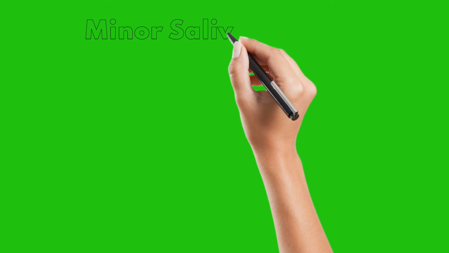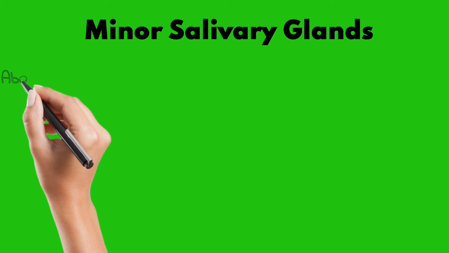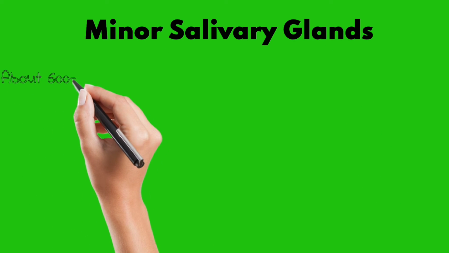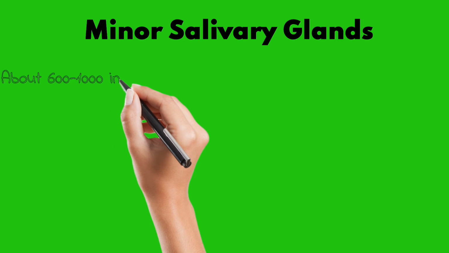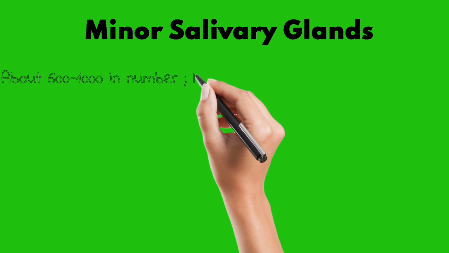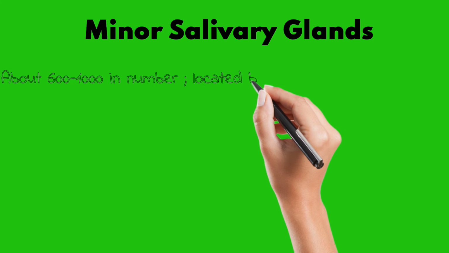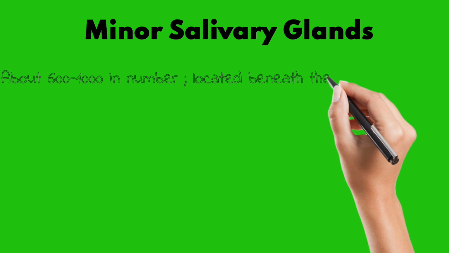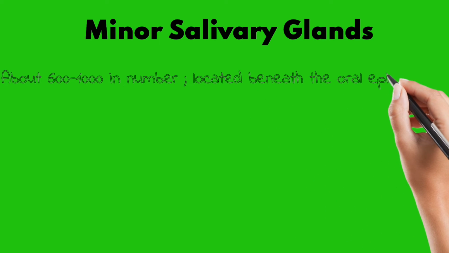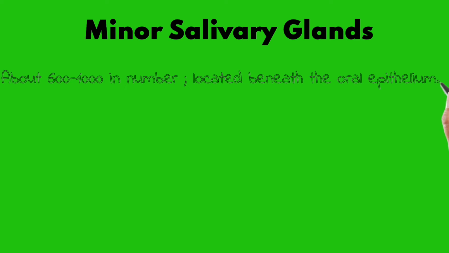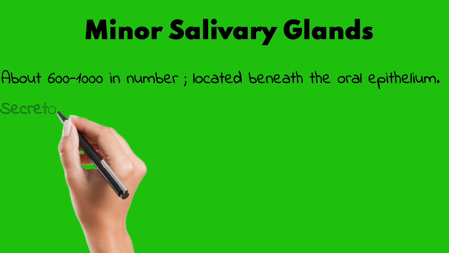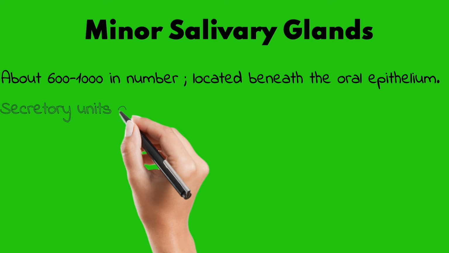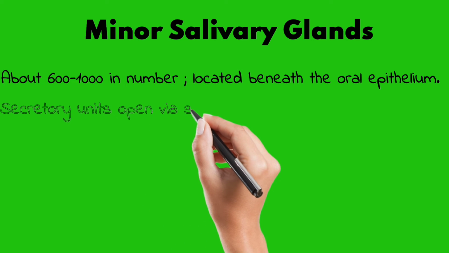Now let's study the minor salivary glands. Minor salivary glands are about 600 to 1000 in number, so they are very large in number. The minor salivary glands are located beneath the epithelium in almost all parts of the oral cavity, except in two places, that is the anterior raphe of the hard palate and the anterior two-thirds of the dorsum of the tongue.